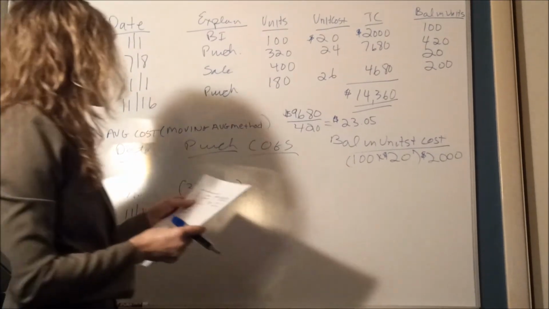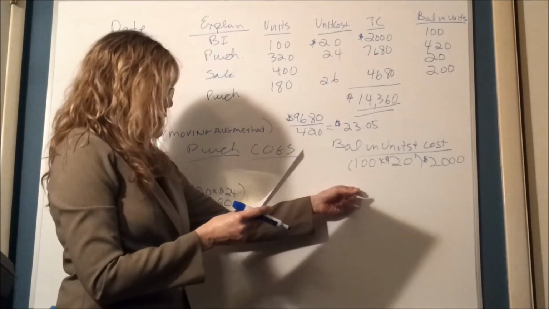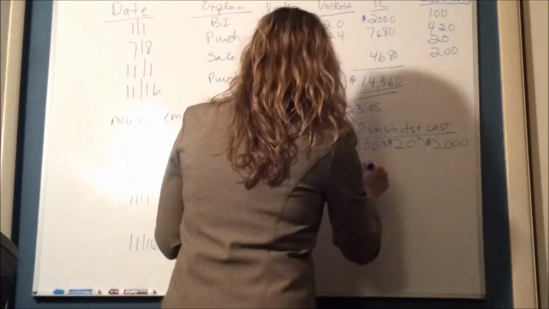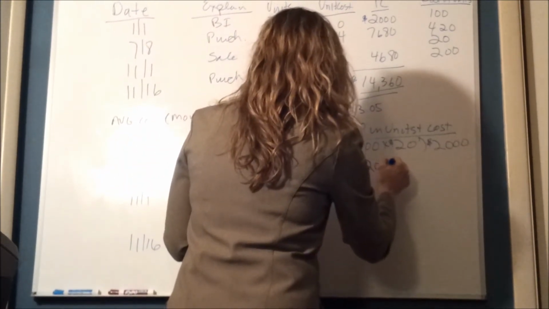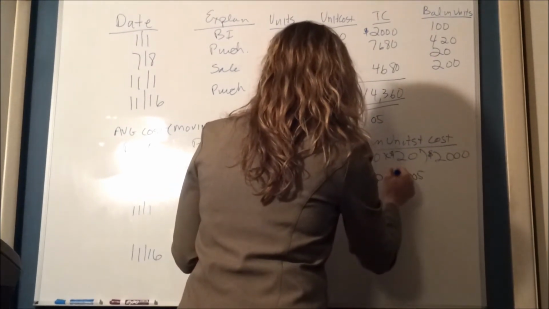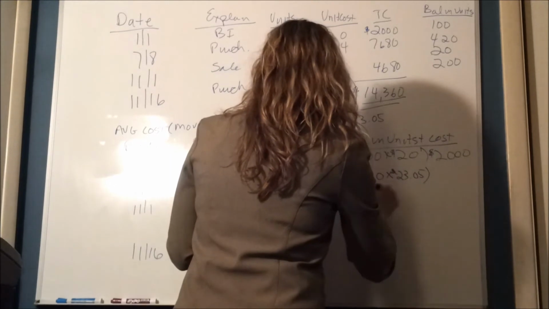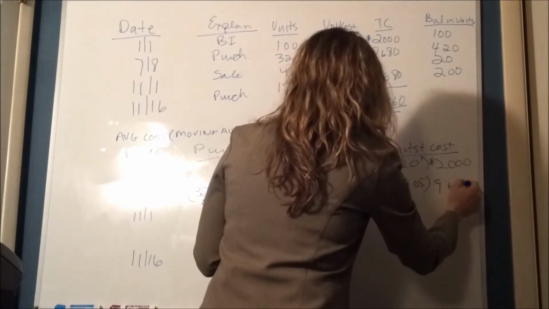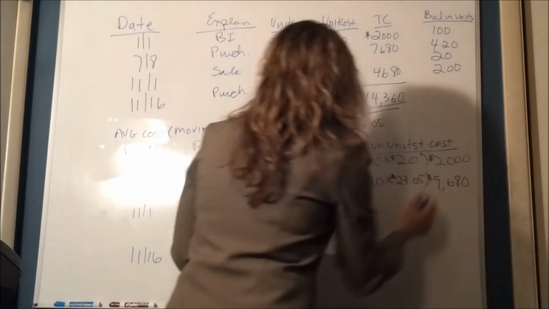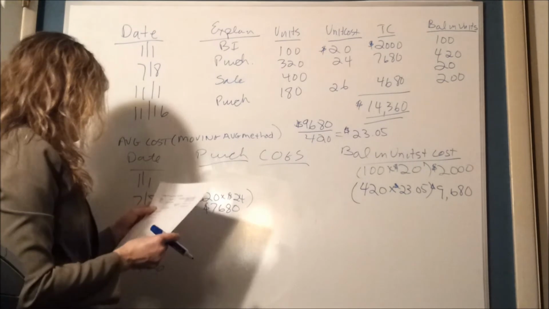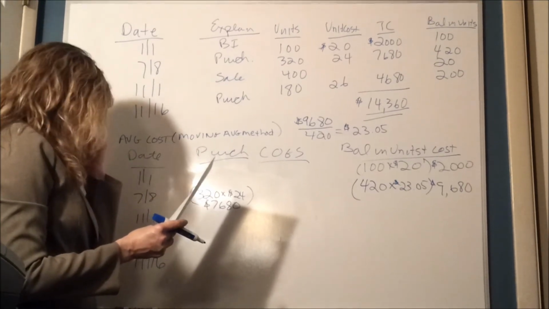That makes our unit price approximately, we're rounding, but approximately $23.05 per unit. So the way we're going to record it in our balance in units and costs, we're going to have 420 units at $23.05 per unit for our total of $9,680. Okay, next we finally have a sale. We've sold 400 units.